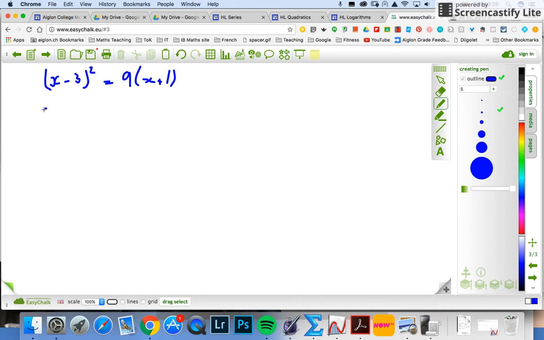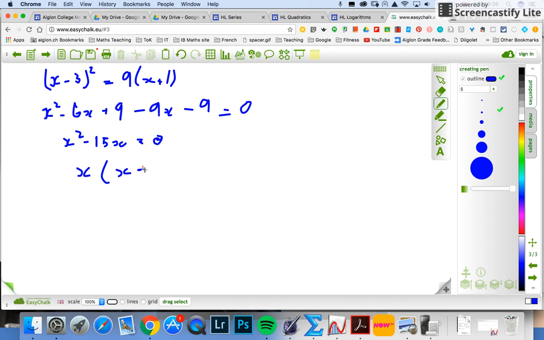Now I'm going to go through the entire expansion of this. This now turns into a very nice quadratic equation. Plus 9. I need to take 9x from both sides. I need to take 9 from both sides. Those 9s obviously cancel out, and I've got x squared minus 15x equals 0. So I can factorize that into x times x minus 15. Now from that equation there, x can equal 0 or x can be 15.